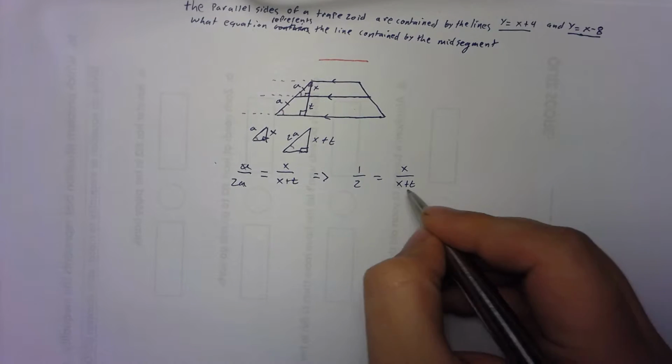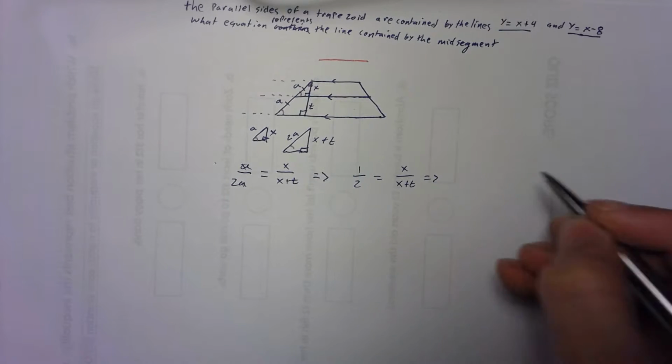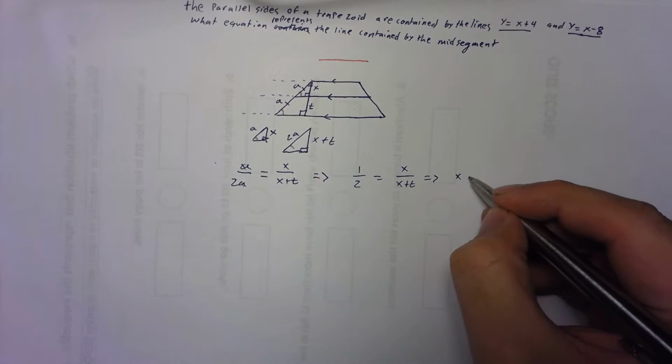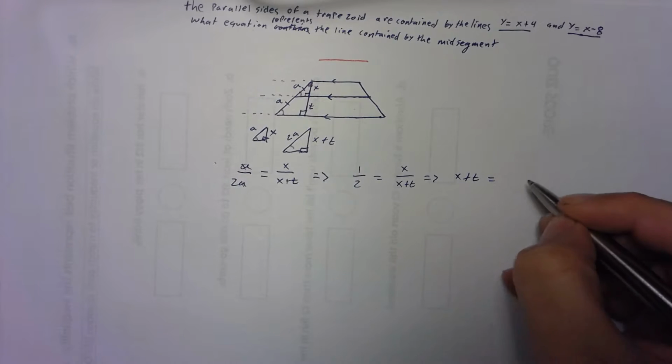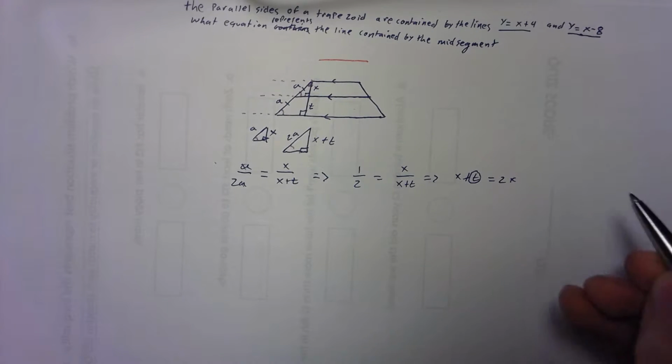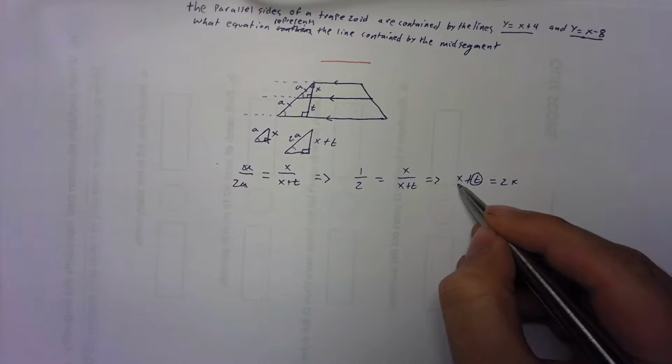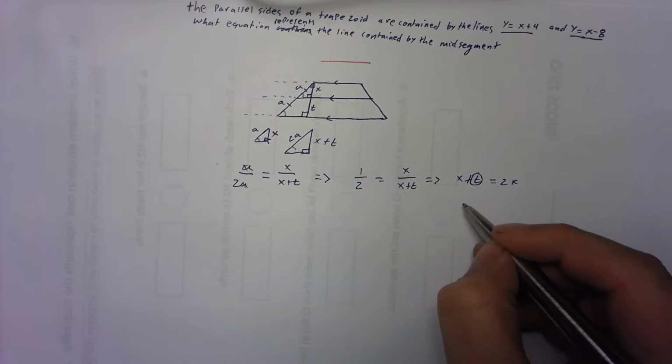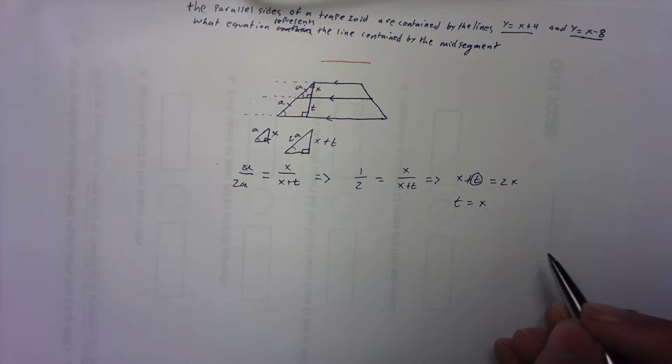Okay, now I can cross multiply here, and look at what we get. We get x plus t is equal to 2x. So then what ends up happening here? Well, we can actually solve this for t, and something interesting happens. Watch. Move x to both sides, so minus x, you get t is equal to x.